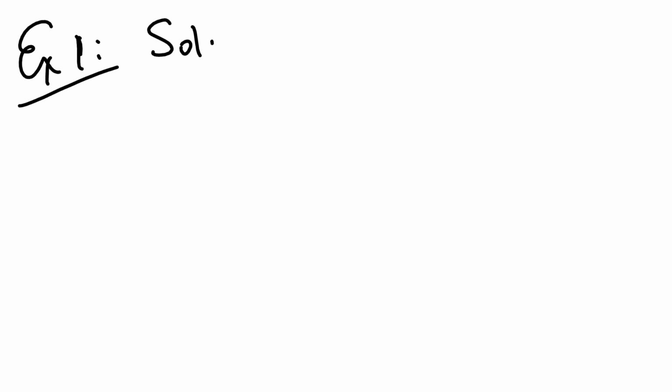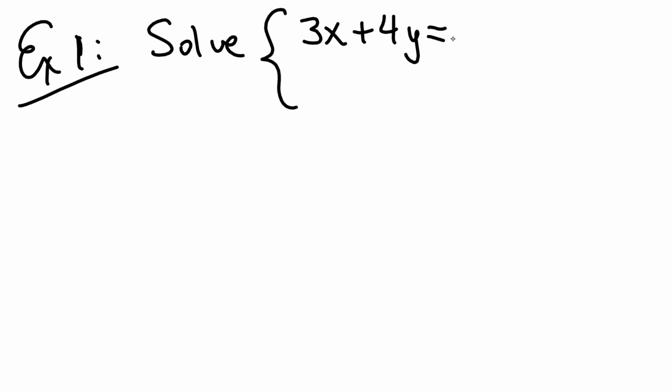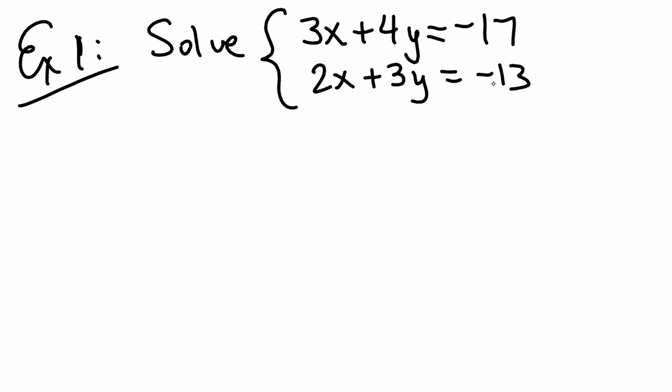Let's imagine that we want to solve a system, and the system that we want to solve is 3x plus 4y equals negative 17, and 2x plus 3y is negative 13. We want to solve the system. There are three ways to solve the system. We can graph, we can use substitution, we can use elimination.